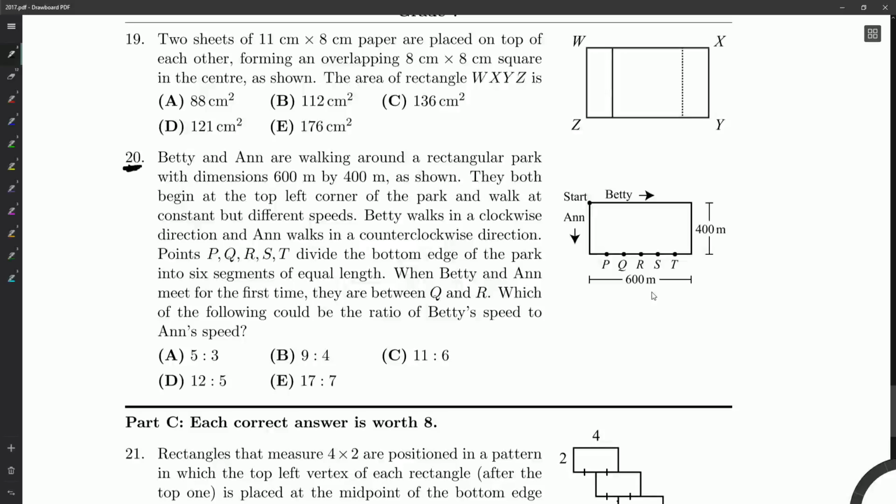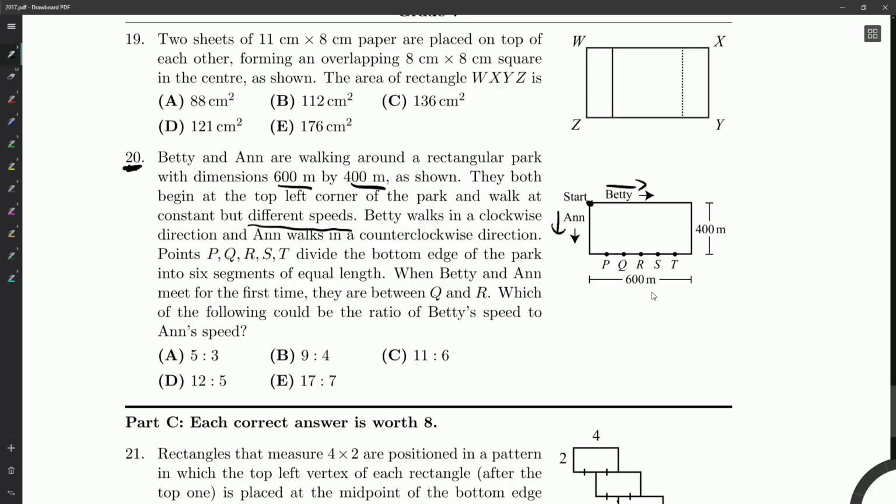We're on question 20 now. Betty and Anne are walking around a rectangular park with dimensions 600 meters by 400 meters as shown. They both begin at the top left corner of the park and walk at constant but different speeds. So Betty seems to walk this way and down this way. Betty walks clockwise and Anne walks counterclockwise. I should really comment after I've read the whole question, but I never learn.